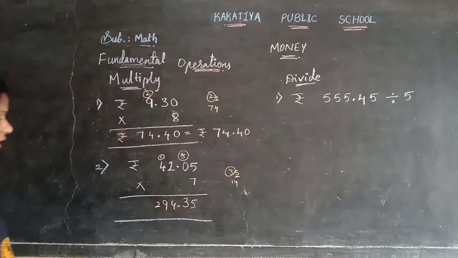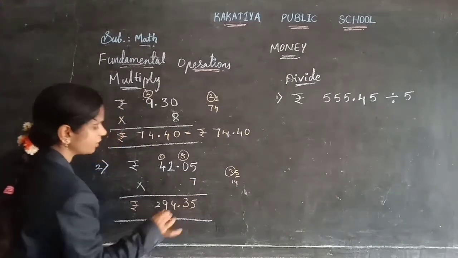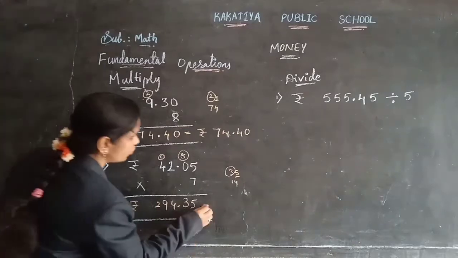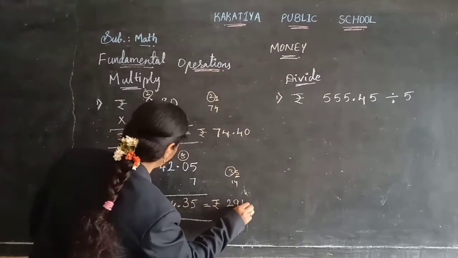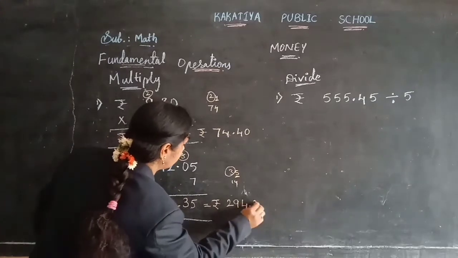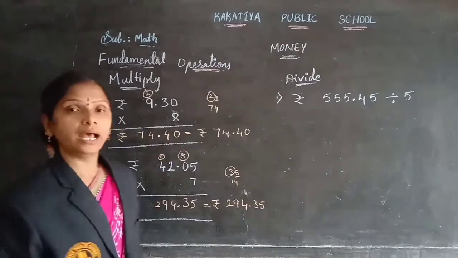Yes, children, 29 rupees. And here 2 digits before the point. Now here also I kept the 2 digits before the point. So what is the product of these two numbers here? 294 rupees and 35 paise. Okay, 294 rupees and 35 paise.